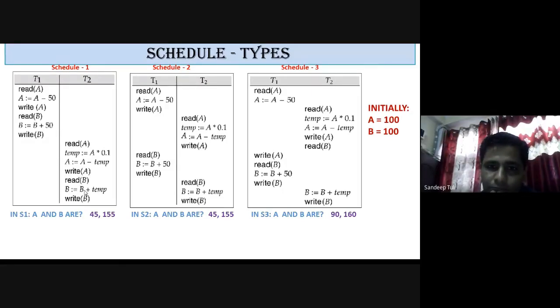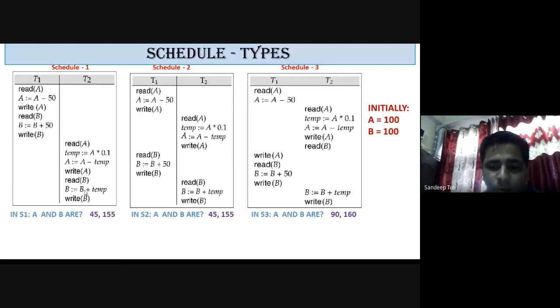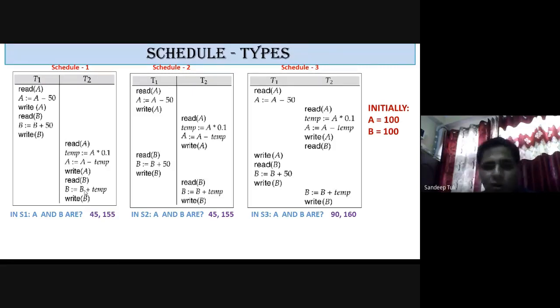Anyone who has any doubt? Say yes or no. No, sir. Everyone has got it, how we are getting the value 90 and how we are getting the value 160. So you need to be careful while you are reading the instructions. So that is the meaning of concurrent transaction. Now the transaction is actually not in a consistent state.